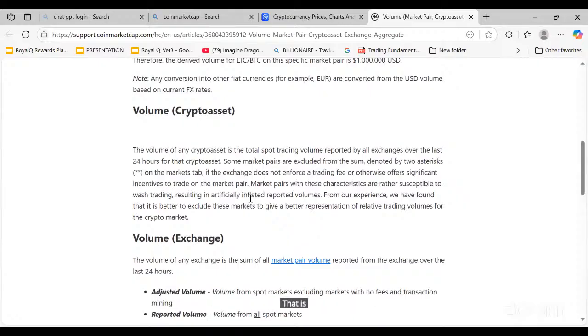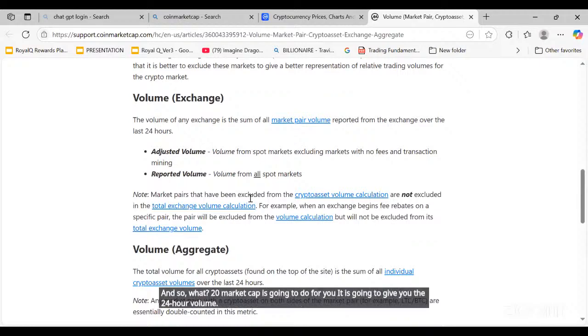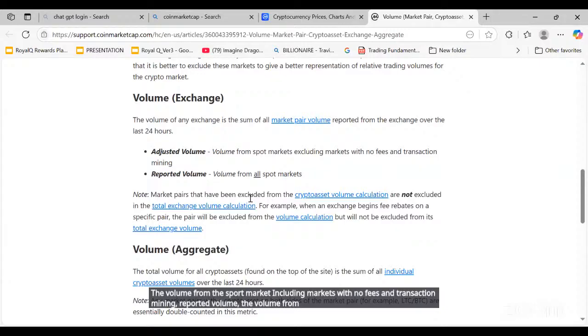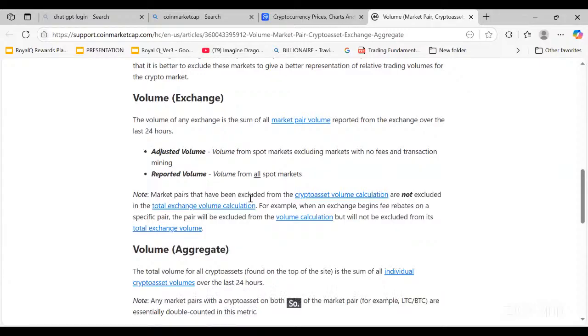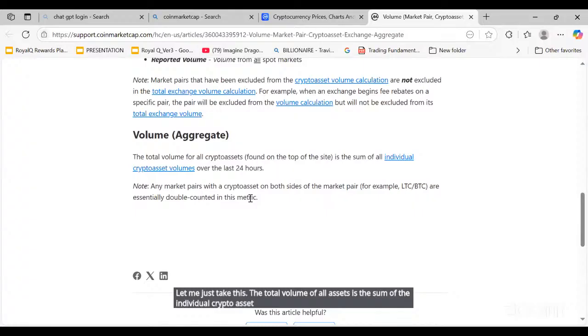All this could be so much, but the 24-hour volume reported on a pair is very important to any trader. What CoinMarketCap is going to do for you is give you the 24-hour volume of a certain coin, the volume on any exchange of the pair in 24 hours. They have the adjusted volume, the volume from spot markets including markets with no fees and transaction mining, and the reported volume, the volume from all spot markets. Let me just take this: the total volume of all assets is the sum of the individual crypto asset volumes over 24 hours.